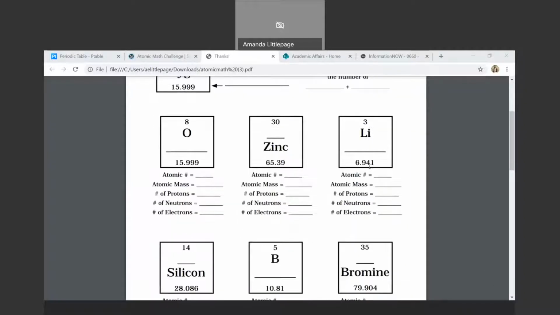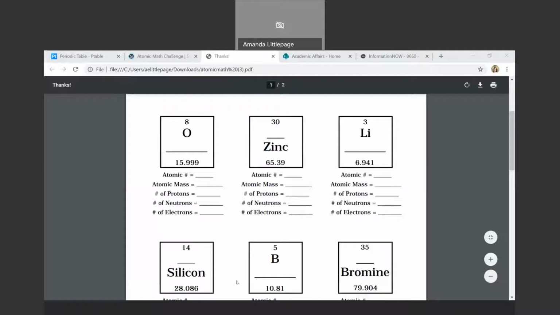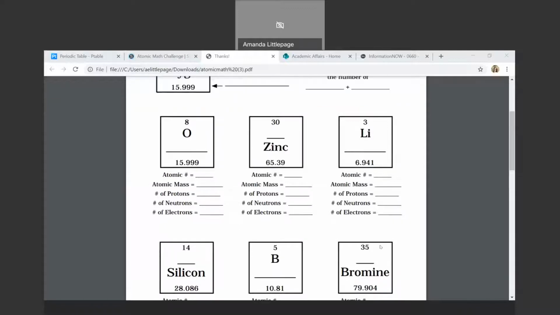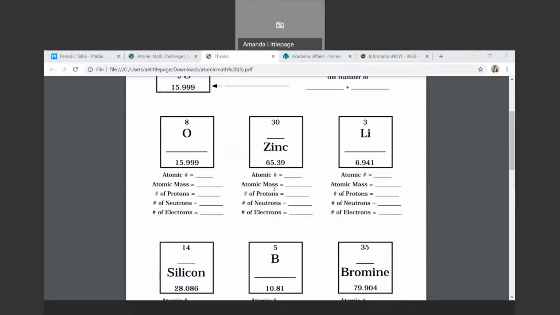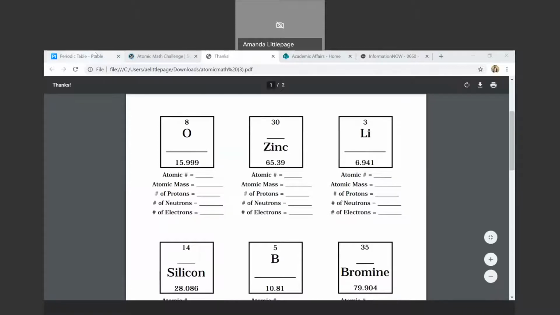The assignment was the first 6, 1, 2, 3, 4, 5, and 6. You will do this on your own paper, and for your grade, I will have you take a picture and send it to me through Schoology. Okay? So what you're doing is you are filling in the information. Take a moment to look at this, and I'm going to set up the review on the board and do the first example with you.